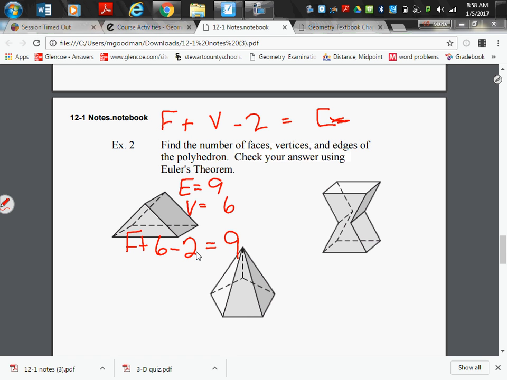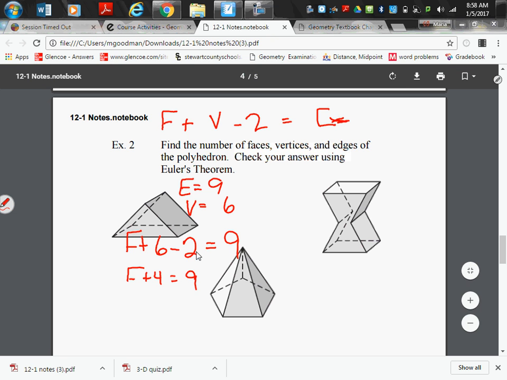Can I go 6 minus 2? Miss Allen, can I go 6 minus 2? If you have 6, can you take away 2? Yes. So what is 6 minus 2? So F plus 4 equals 9.